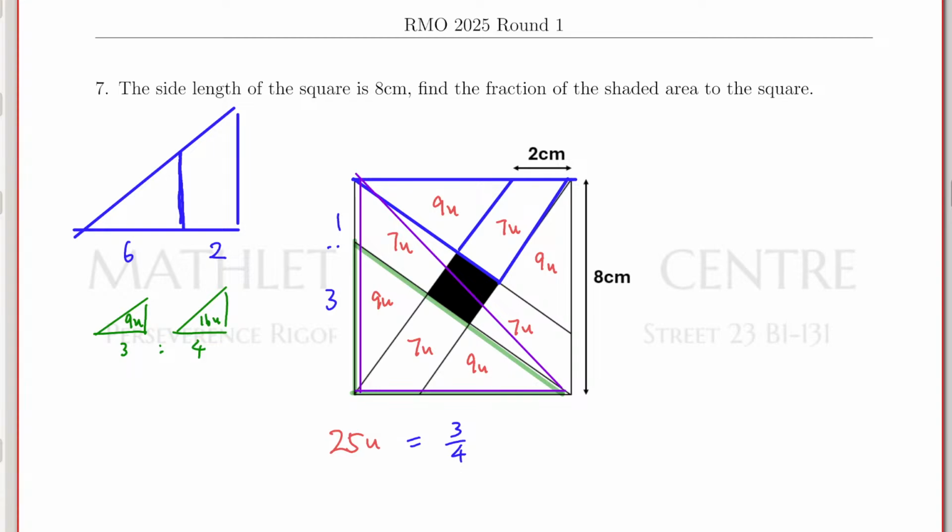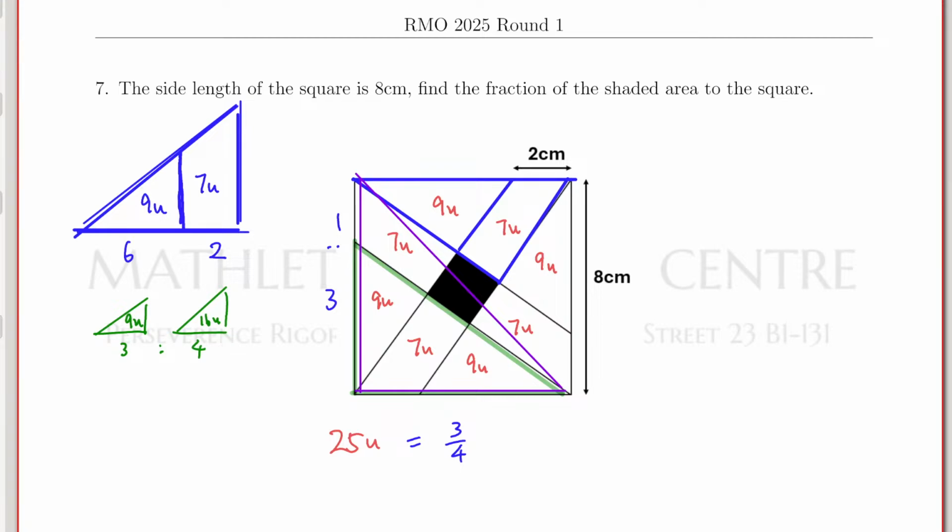Okay, I see a question in the chat. Why 7u and 9u? So the 7u comes from 16 minus 9. If you imagine on the left side, the entire triangle has area of 16. Then I minus off the first part that is 9. Then 16 minus 9 will give you a value of 7.